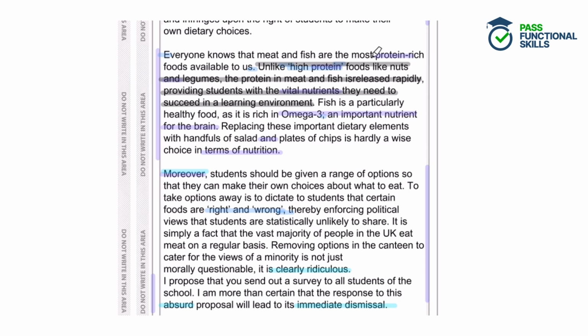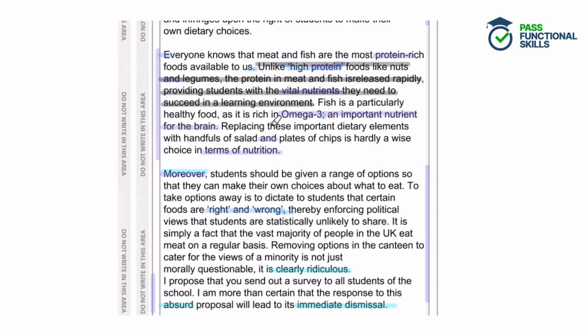So we've got examples of foods that people think might be high protein, but they've explained that the protein in meat and fish might be superior because it is released rapidly. And this provides students with vital nutrients. So can you see how commas have been used to connect ideas together? And we've also got connectives like "and" that have been used to make this sentence a little bit longer and to show that the student knows how to draw their ideas together.